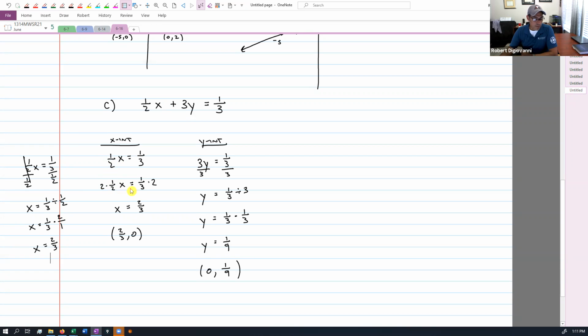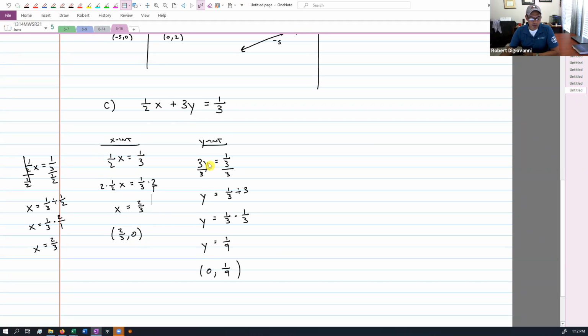Or you could just multiply both sides by 2 instead of dividing by a half. Then the 1/2 and 2 cancel. And here, 1/3 times 2, you just multiply straight across, 2/3. So you get (2/3, 0) as the x-intercept.